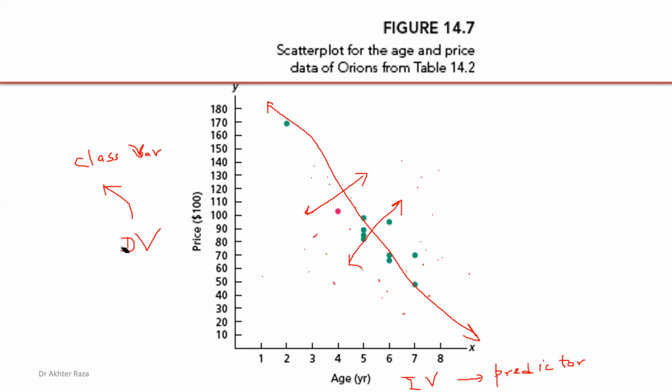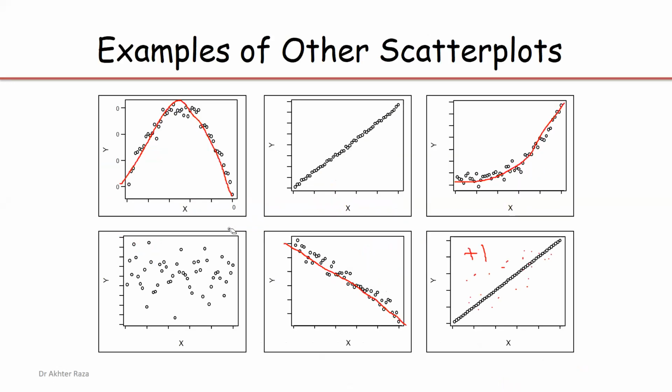The dependent variable should be taken on the y-axis, and the predictors on the x-axis. There may be one predictor or more than one. There will be one dependent variable, one class variable. So we can build the model with several predictors, and in this data we can introduce more predictors like the condition of the car or other things as well.